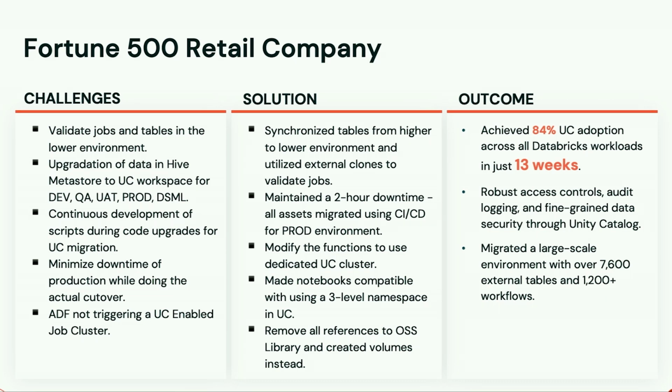And then finally, we maintained a 2-hour downtime for all assets migrated using CI/CD in the prod environment. And this 3-level namespace, so you saw that 3-level namespace, right? That was the catalog dot schema dot table name. So all those upgrades, we were able to make those changes in the notebooks as well as upgrading the notebooks for UC. So we achieved 84% UC adoption within the first 13 weeks.